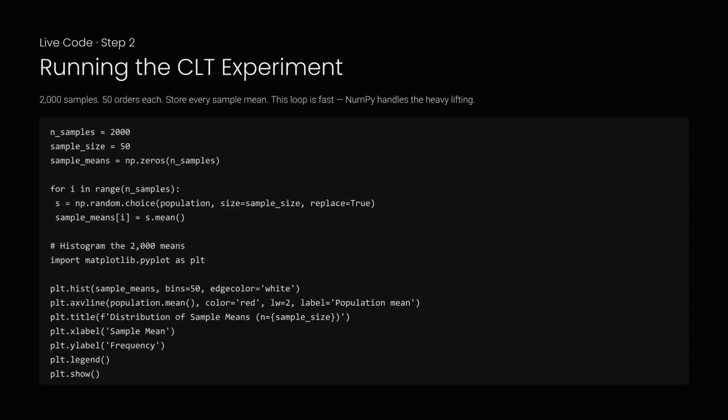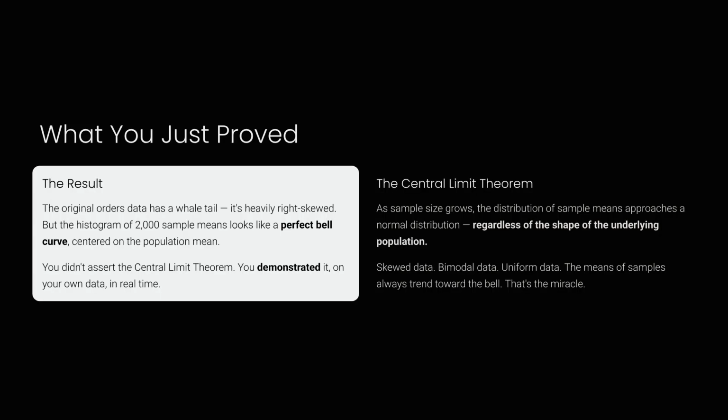By using a loop to collect 2,000 sample means, we can effectively simulate the behavior of our sampling distribution using NumPy's efficient processing capabilities. The result is remarkable. Despite the underlying data being skewed, the distribution of the sample means forms a perfect bell curve.